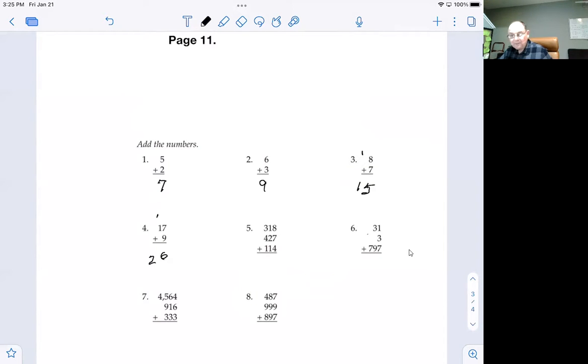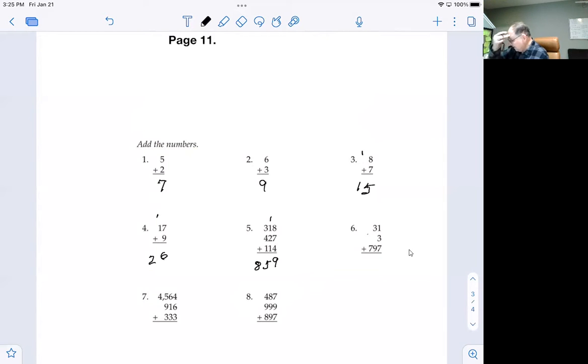Problem 5 is a bit more complicated. We start with the ones column. 8 plus 7 is 15, plus 4 is 19. 9 carry a 1 into the tens column. 1 plus 1 is 2, plus 2 is 4, plus 1 is 5. So the tens digit is a 5. There is no carry, so we step over to the next position, which is the hundreds column. 3 plus 4 is 7, plus 1 is 8. So 859.